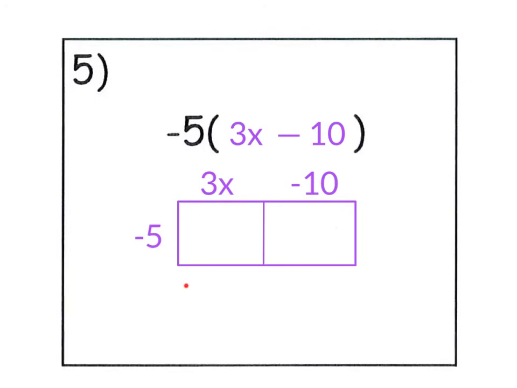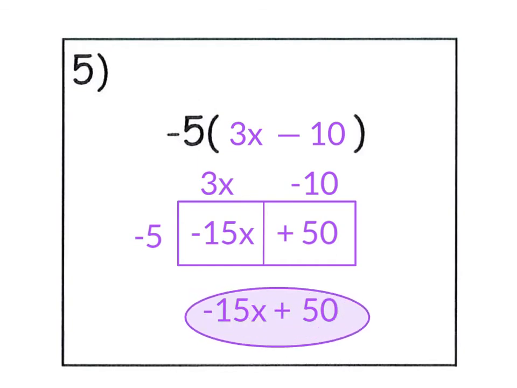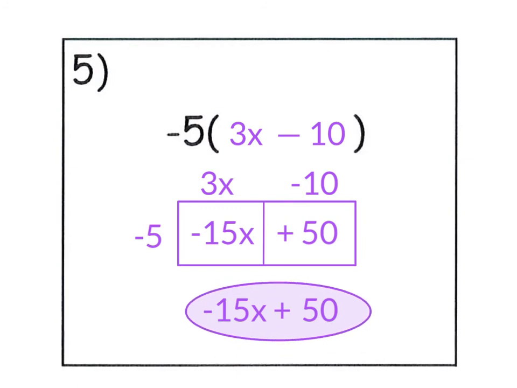So then to fill in the cells, I'm going to multiply. So negative 5 times 3x. Negative 5 times 3 is negative 15. And then I have the x, so that goes next to the negative 15. On the side here, remember this is negative 5, so we're looking at a negative 5 times a negative 10. Negative 5 times negative 10 is 50. And again, I like to put the sign there so that I know that I'm adding. Then, to find the total, we're going to add the two up. Negative 15x plus 50. And again, because they are not like terms, I cannot put them together. So that is my answer, negative 15x plus 50.